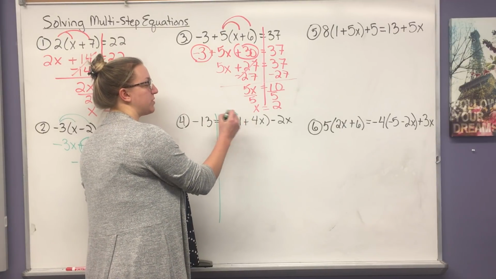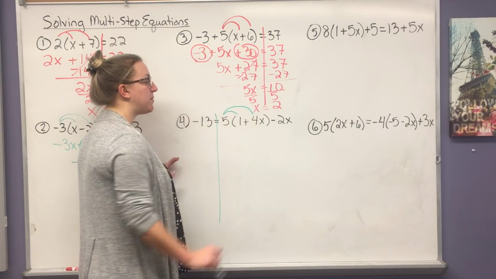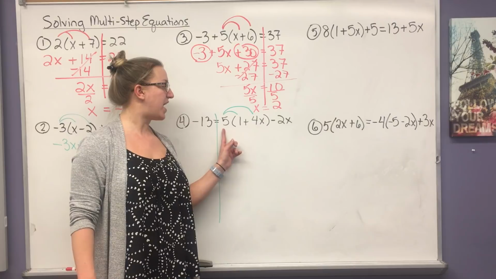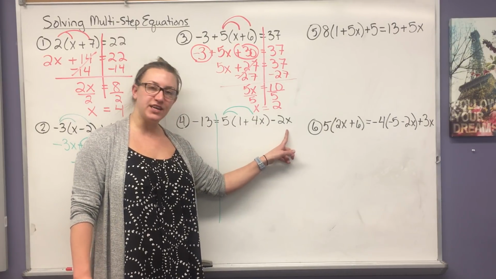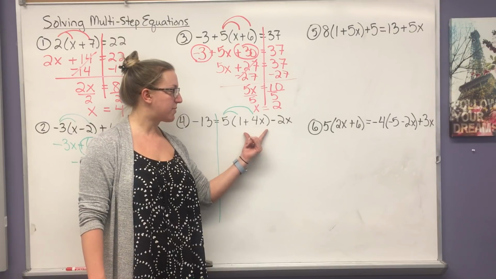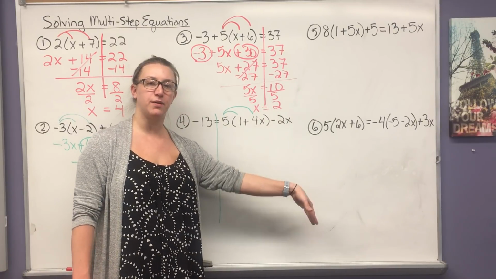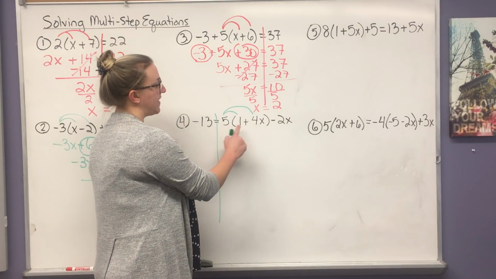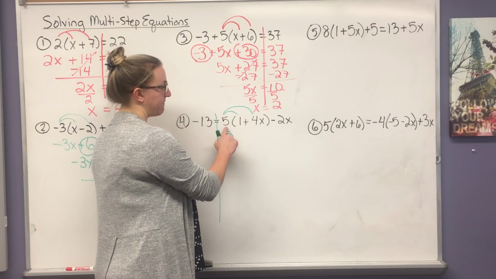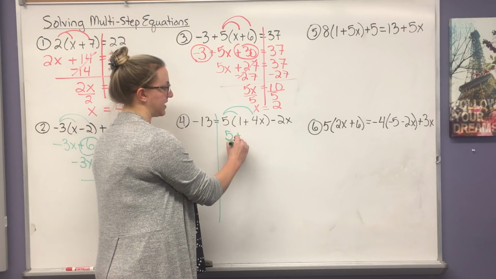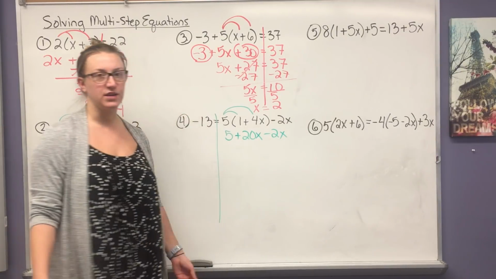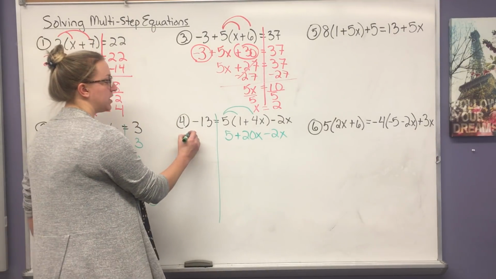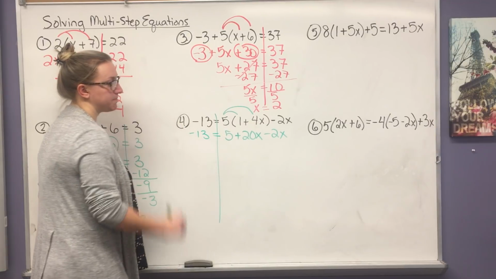So I'm going to start with my distributive property. Now keep in mind, I'm only going to distribute the 5 to 1 and then the 5 to 4x, not negative 2x. He's not included in my parentheses, so we're just going to keep him for the end. 5 times 1 is 5. 5 times positive 4x is a positive 20x. And of course, bring down that negative 2x. Same thing with bringing down negative 13.